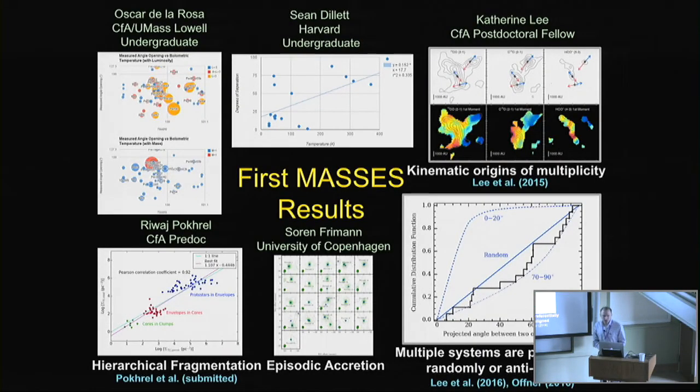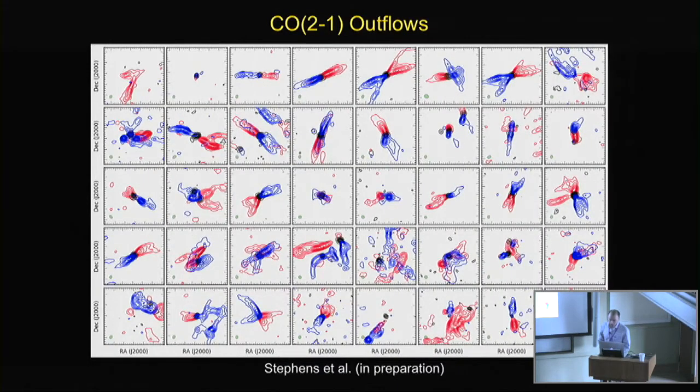And we have a lot of results and a lot of different people working on it. We have undergrads, grad students, postdocs, and even faculty who have led papers with the MASSES data. And this is just a quick image of what some of the outflows look like from the MASSES paper. A lot of these are pretty textbook-looking outflows, and some of these sources have never been observed with an interferometer before.